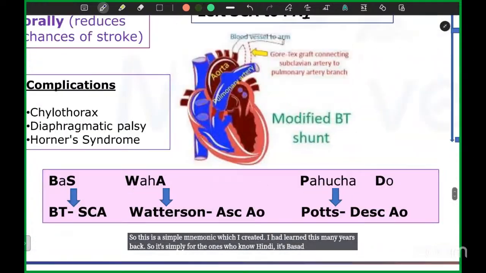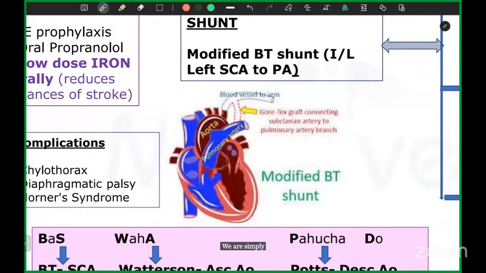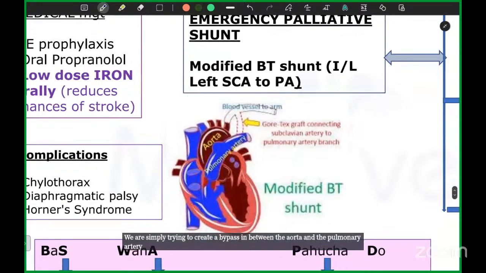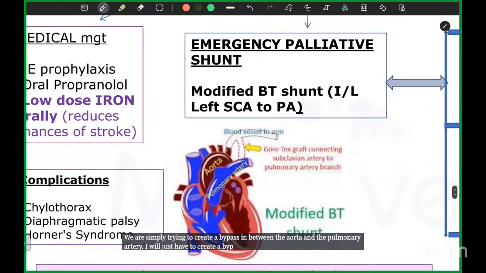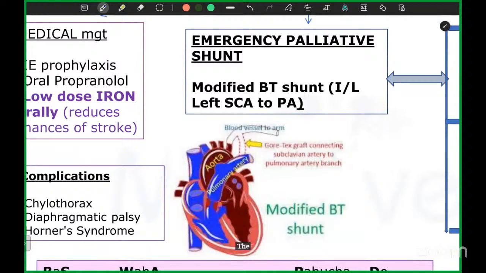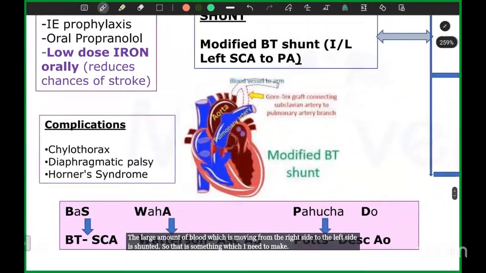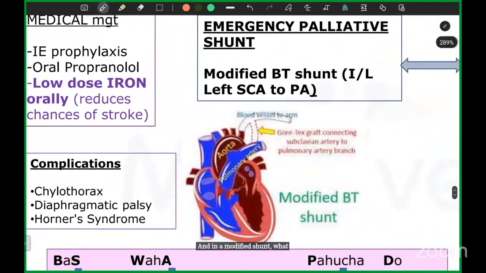So basically in this shunt, we are simply trying to create a bypass between the aorta and the pulmonary artery, so that the large amount of blood which is moving from the right side to the left side is shunted. That is something I need to make. And in a modified shunt, I just connect the left subclavian artery to the pulmonary artery, right?